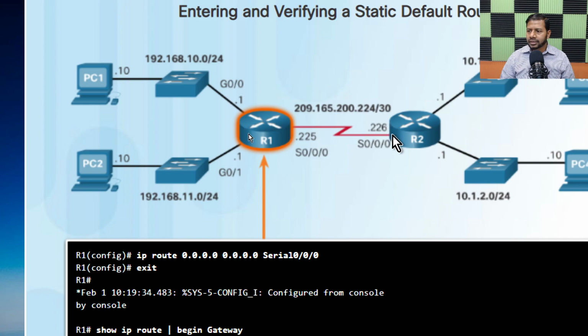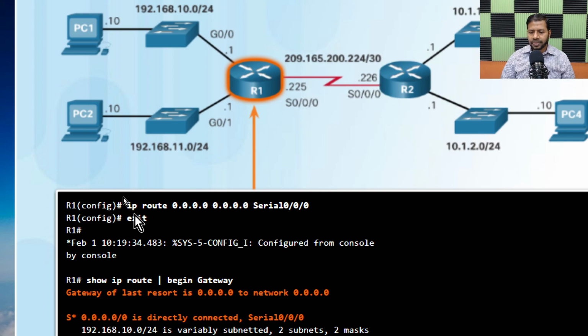So that's why this router here, R2, is my default route. That's my next hop router. So what I wrote, look at the command: ip route 0.0.0.0 0.0.0.0, meaning every network in the world, go out through serial 0/0/0. So here's my serial 0/0/0 interface. Any route that I don't know in the world, I'm going to throw it to this router. That's what it means.